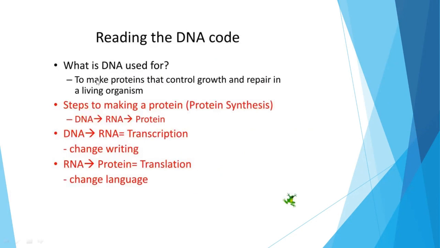So, reading the DNA code. What is DNA used for? DNA is used to make proteins that control the growth and repair of a living organism. The steps of protein synthesis are from DNA to RNA to protein. The process from DNA to RNA is called transcription, where we change the writing, and from RNA to protein is translation, where we change the language, we can say.